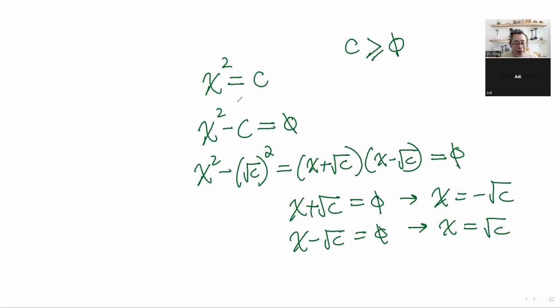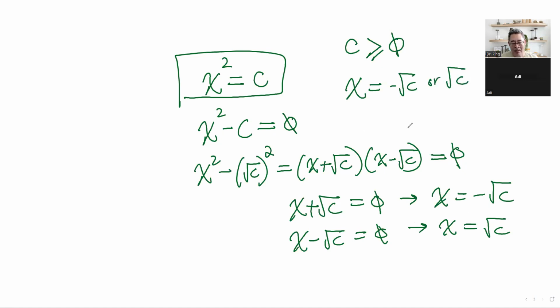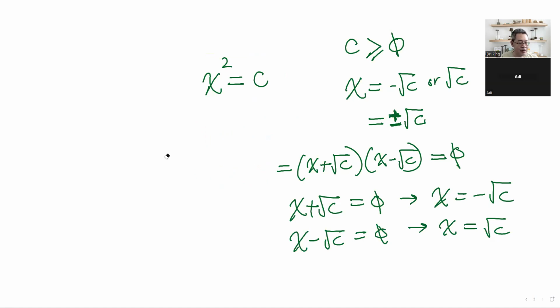So therefore, we actually can make a generalization. If we have this case, then our x is either minus square root c or square root c. Now, in mathematics, we can combine them as plus minus square root c. So that's where you see that plus minus sign. It means it can be positive square root c or negative square root c. Good? Very good. So now we got our formula: if we have this, then x will be plus minus square root c.